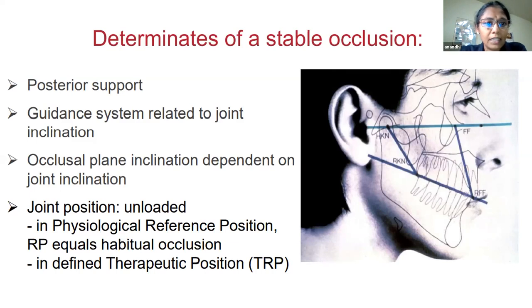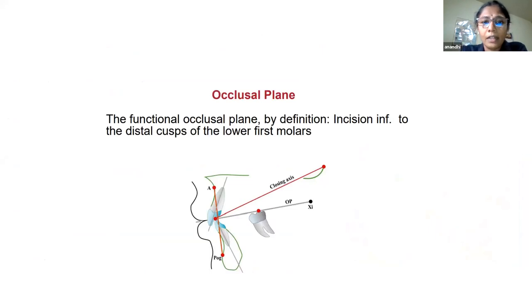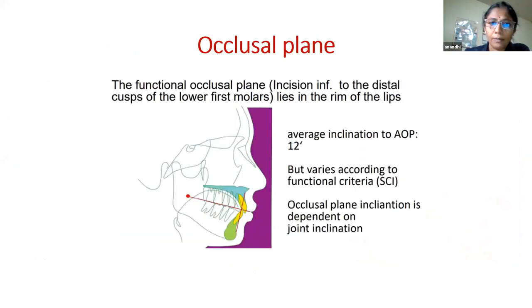Then the occlusal plane inclination we are going to talk about depending on the joint inclination, right? The next is the occlusal plane. The occlusal plane, according to Dr. Slavicek, we have it from lower incisal edge to the distal cusp of the lower first molars. That's what we look at for the occlusal plane, right? So we look at the axio-orbital plane to the occlusal plane, which has to be 12 degrees. That's the average normal value from the axio-orbital plane. The axio-orbital plane is from the axis to the orbital plane.